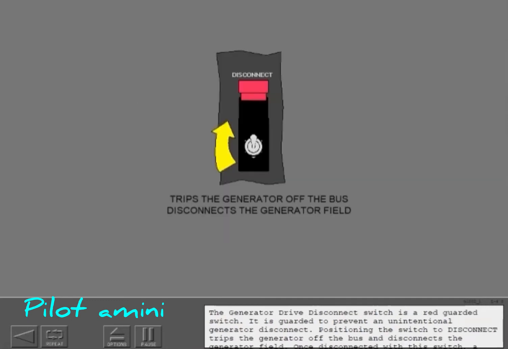The generator drive disconnect switch is a red guarded switch. It is guarded to prevent an unintentional generator disconnect. Positioning the switch to disconnect trips the generator off the bus and disconnects the generator field. Once disconnected with this switch, a generator cannot be reconnected in flight.